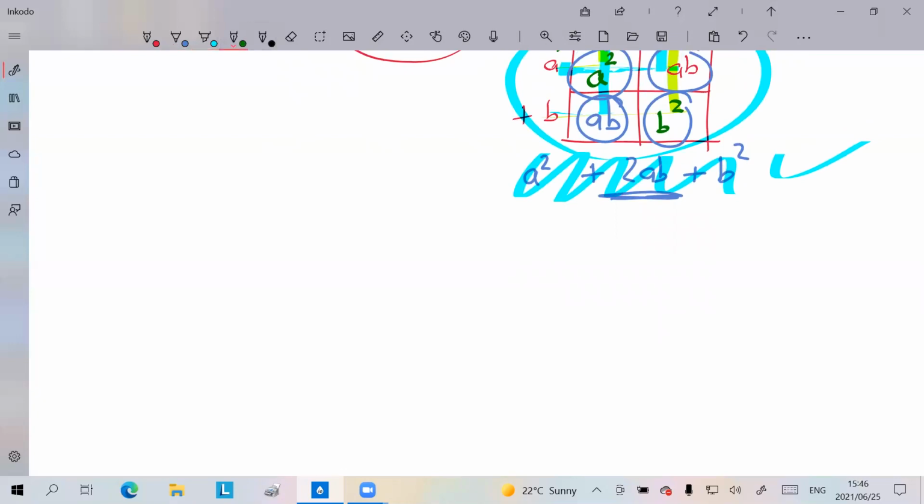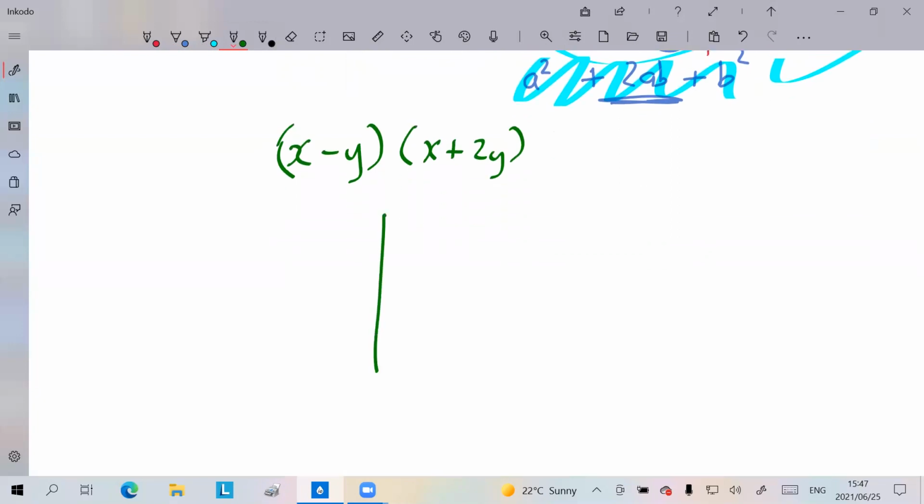Let's try. Let's see if I can make this any more interesting. Okay, let's take x minus 2y. Okay, let's make it plus. Right, we want to multiply this binomial with this binomial. Binomial means two terms, right? So I create my box.